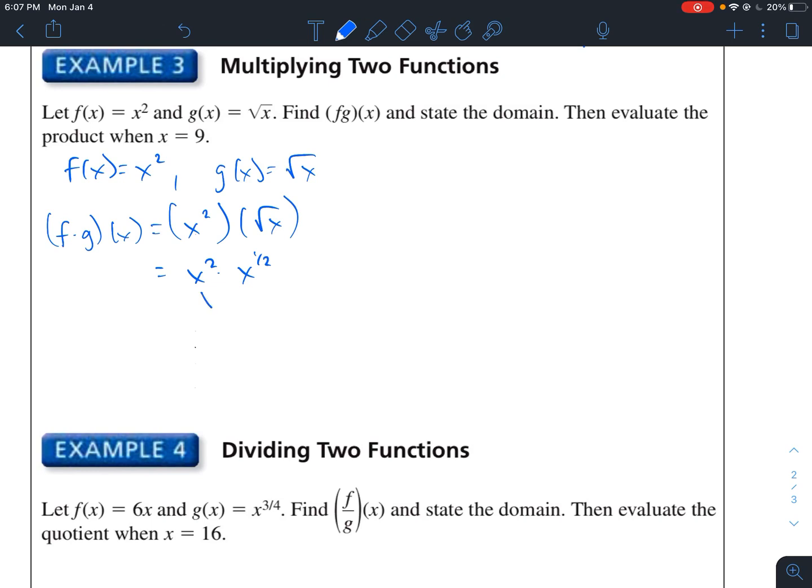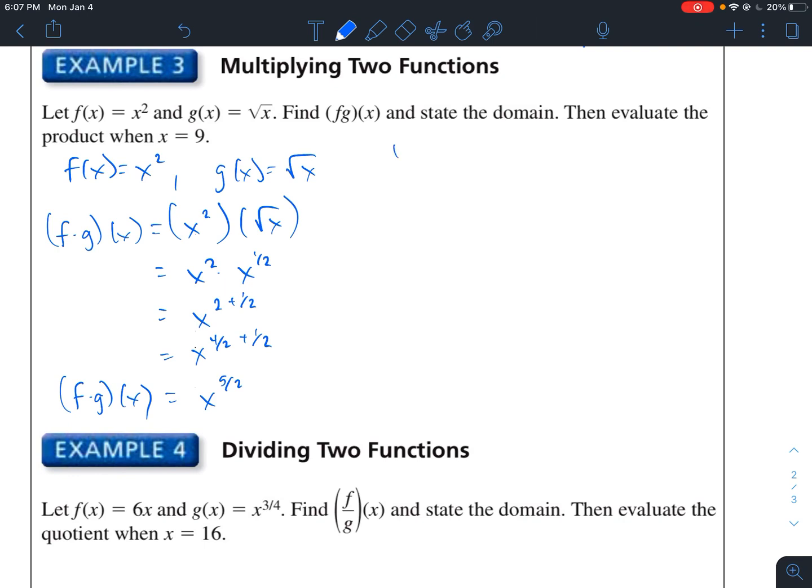Now that I have a similar base of x, and they're being multiplied together, I can use the product rule of exponents, which says that if the bases are the same, then I can simply add the exponents. So x squared is the same thing as x to the 4 divided by 2, plus 1/2. And now I can add them together, so then I have x to the 5 divided by 2, and this is f times g of x.